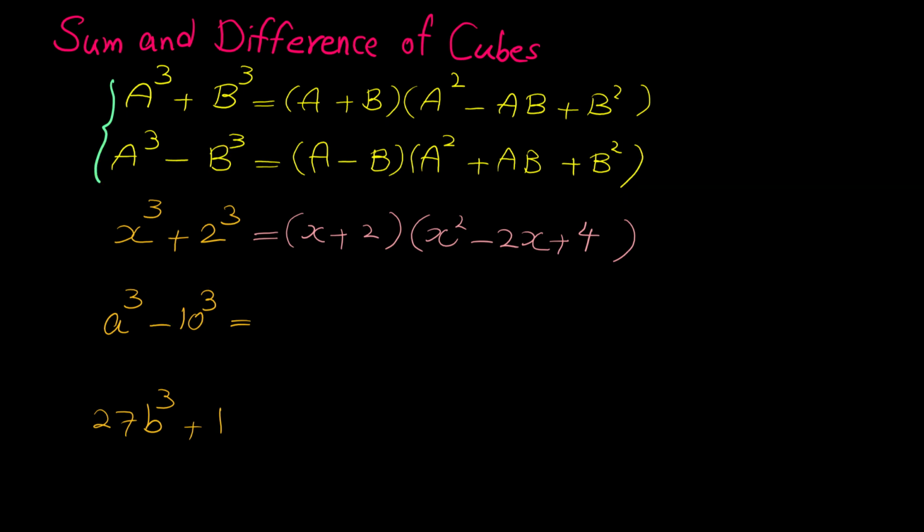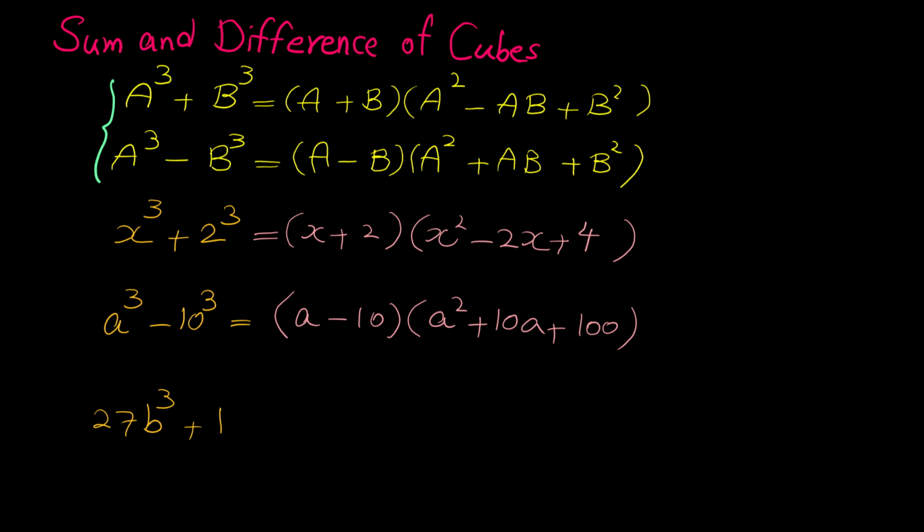Based on the identity, the factored form of this is a minus 10, a minus b, times a to the 2, so a to the 2, plus ab, 10 times a, or a times 10, 10a, plus b to the 2, b is 10, 10 to the 2 is 100. And this is the factored form of this.